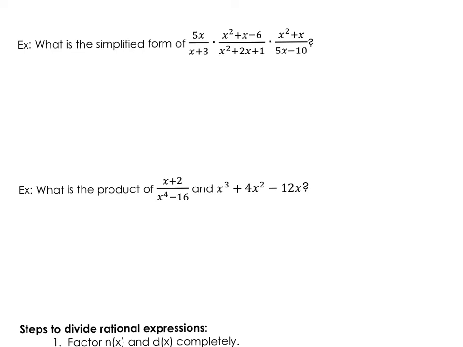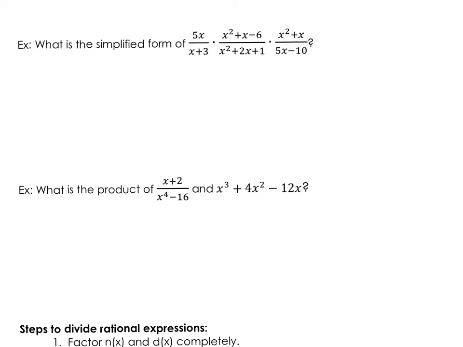All right, who's ready to kick things up a notch? What is the simplified form of 5x over x plus 3 times x squared plus x minus 6 over x squared plus 2x plus 1 times x squared plus x over 5x minus 10? Wow, that's a pretty big product of rational expressions. Step 1, we want to factor. Let's just take one expression at a time.